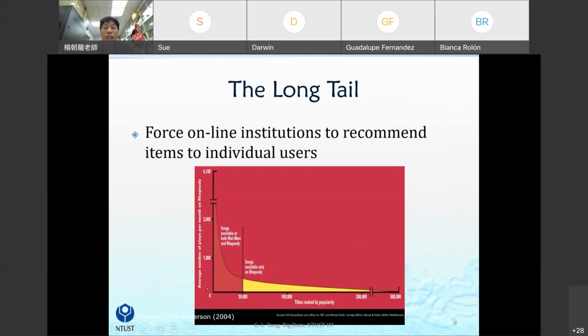And here is one chart, called the long tail, which is very popular and important. Here the titles are ranked by popularity, and here is the average number of players, or viewers. What does this distribution mean? It's a very long tail. Some movies are so popular, they are ranked top 1 or top 10, and a lot of people actually like to watch those top ones.